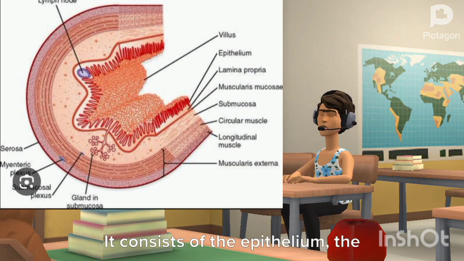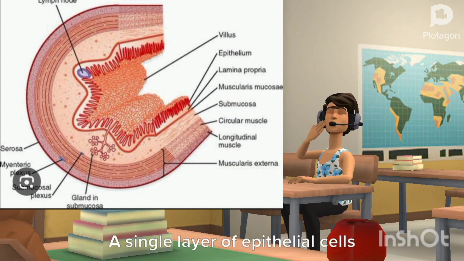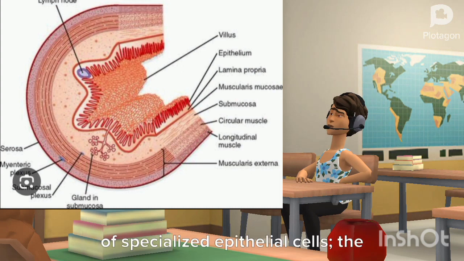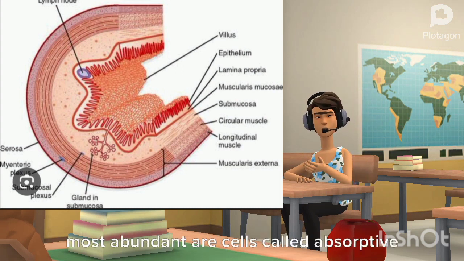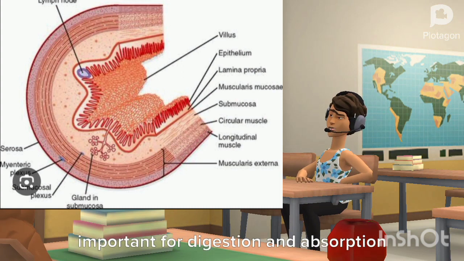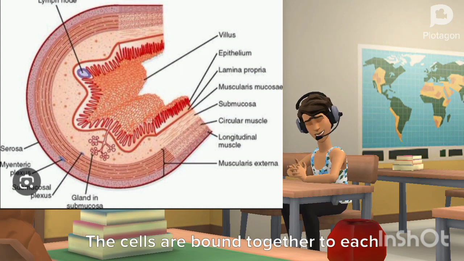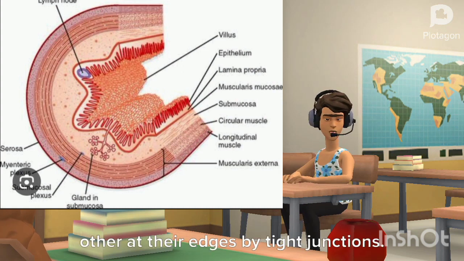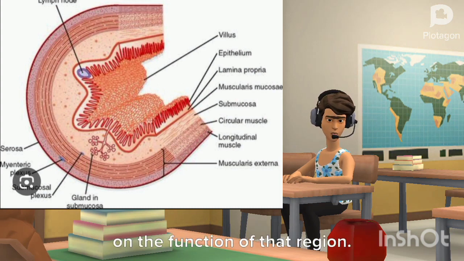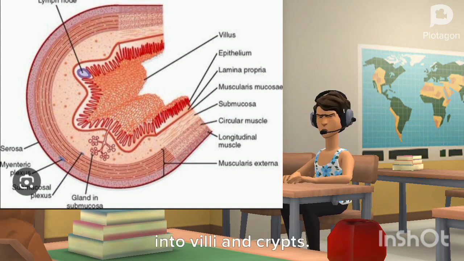It consists of the epithelium, the lamina propria and the muscularis mucosae. Epithelium. A single layer of epithelial cells lines the mucosa. Within this cell layer are a number of specialized epithelial cells. The most abundant are cells called absorptive enterocytes, which express many proteins important for digestion and absorption of macronutrients. The cells are bound together at their edges by tight junctions. The nature of the epithelium varies from one region to another depending on the function of that region. The surface of the epithelium is arranged into villi and crypts.